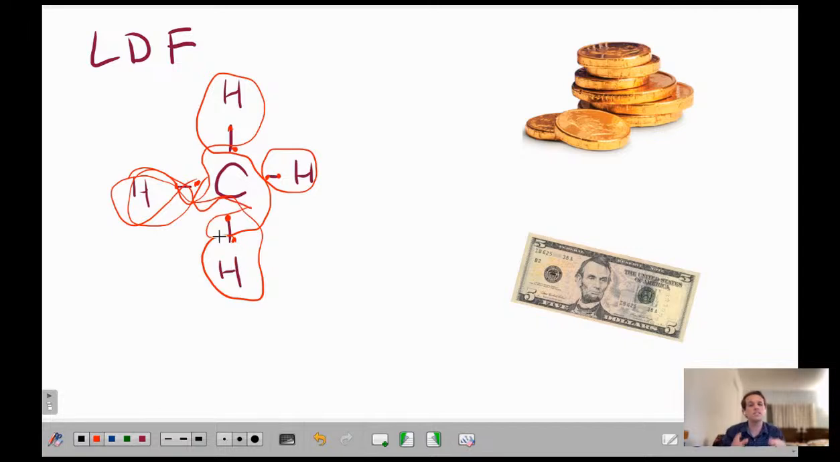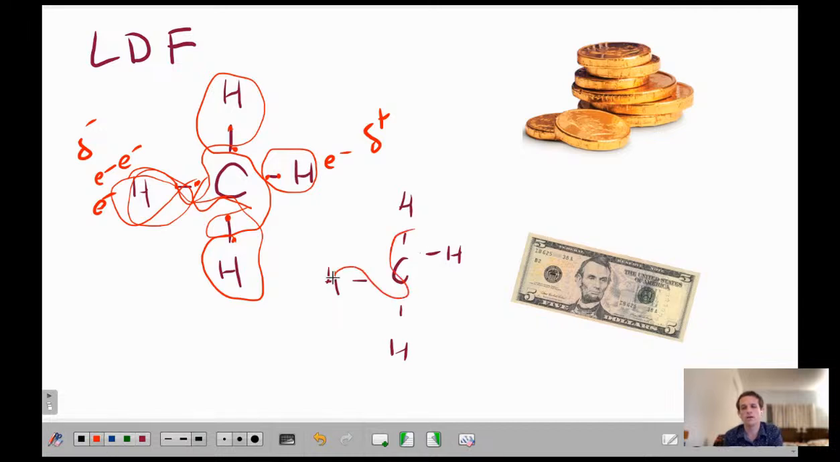But at any random moment, if I just said pause, there is a chance that I've got a little bit more electrons on one side than the other. So it's like a momentary, fleeting polarity. For this slight moment, it's going to be a little bit more negative on one side and a little bit more positive on the other. Now, if you had another CH4 molecule also doing its random thing, and it had this moment of positive charge, there's a chance it's going to attract a little more electrons over there. So there'll be another little moment of positive charge.